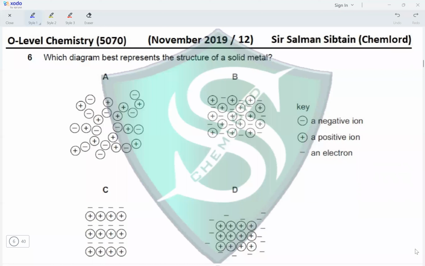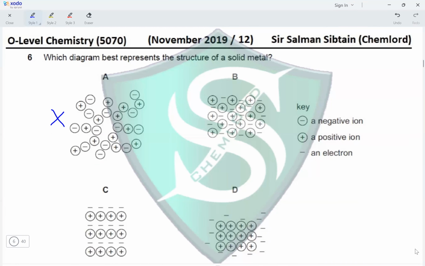Question 6. Which diagram best represents the structure of a solid metal? Now the key is given. A circle with a negative charge is a negative ion, with a positive charge is a positive ion, and a single negative charge without a circle is an electron. So the description of a metal is, in fact, the metallic bonding: positive charges in a sea of delocalized electrons. So in A, we don't have electrons present, so A cannot be the answer.